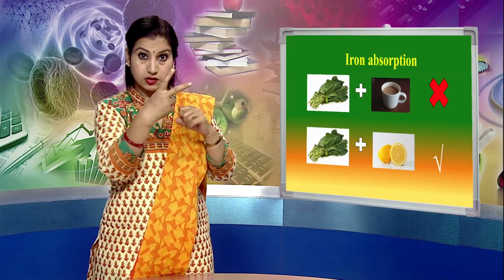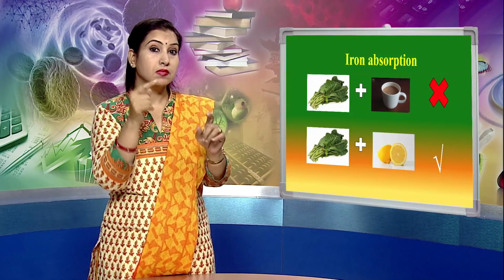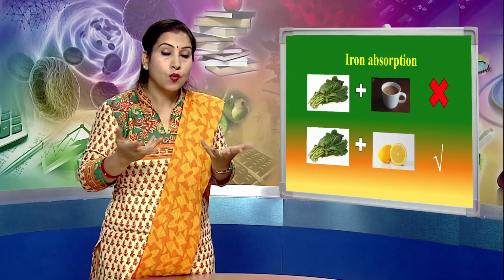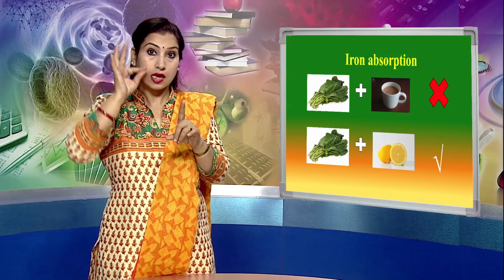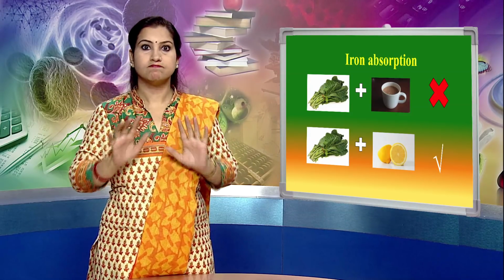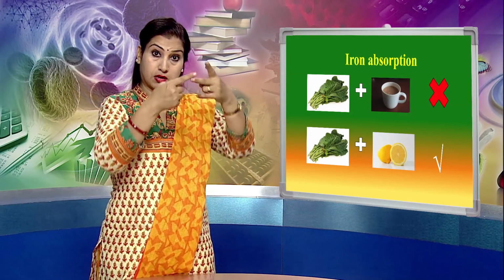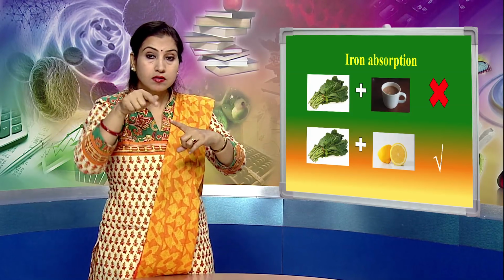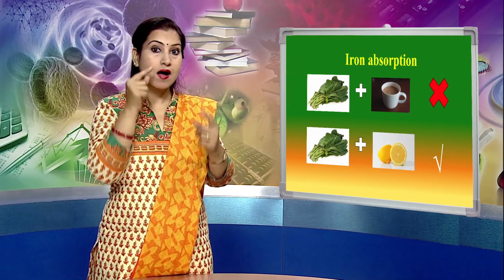Now this is the picture. You can see and understand iron absorption. Spinach when taken with tea is not right. On the other hand, spinach when taken with lemon is good for iron absorption.